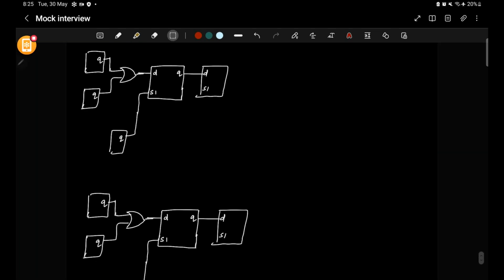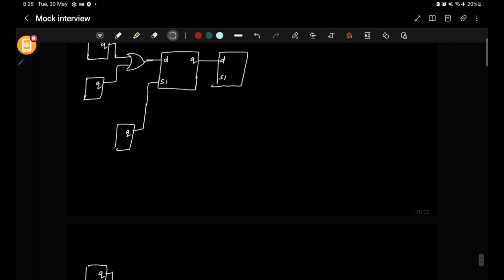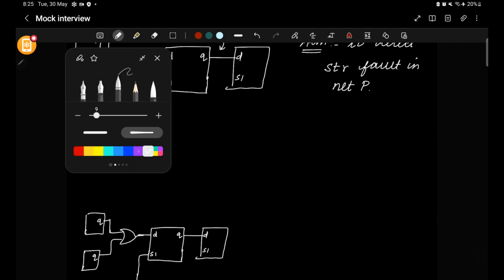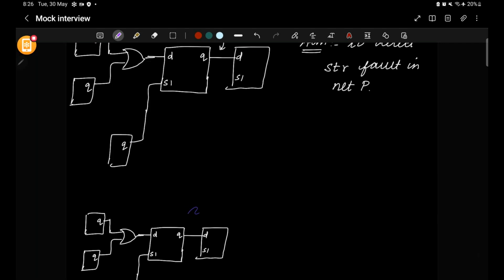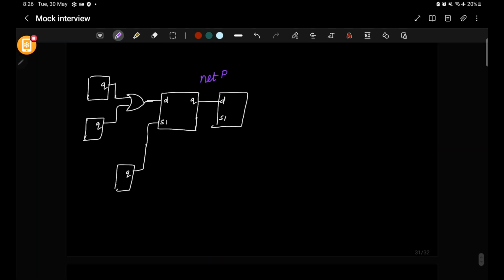So in this net P, the tool, we are going to detect a slow to rise fault in this net P. This is only that net P. So the tool will, we are going to detect a slow to rise fault in net P.